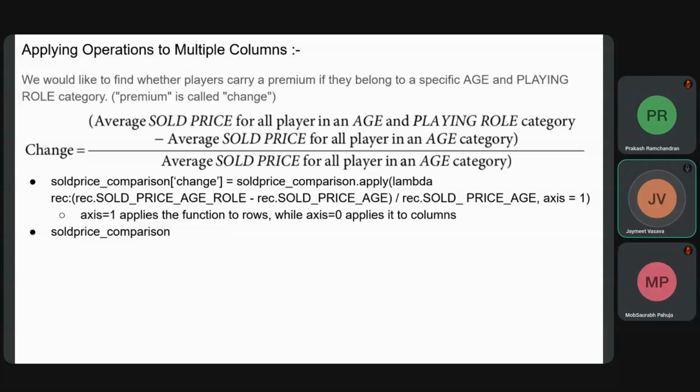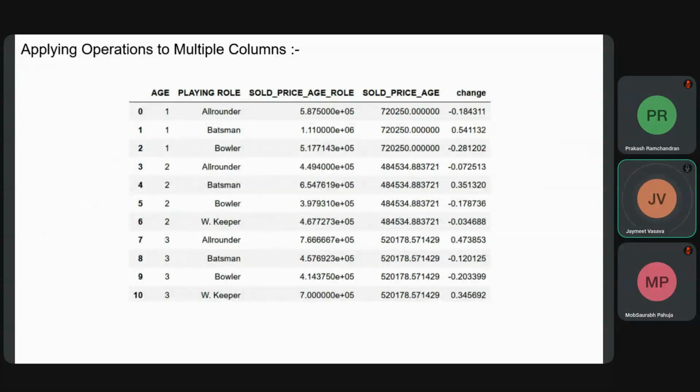So this is the output that we get for the change that we made a calculation on, and you can see the different values it shows for the players and the change they possess.